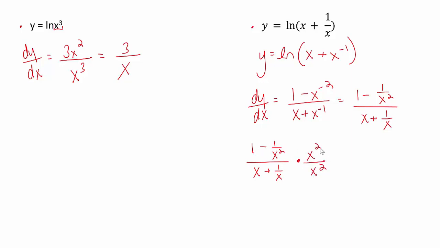X squared times 1 is x squared. X squared times 1 over x squared is just going to give me a negative 1. X squared times x is going to be x cubed, and then x squared times 1 over x is going to give me plus x. And of course, that's not the only way to do it. You could have found common denominators on the top and so on, but that is a quick and easy way to do it.